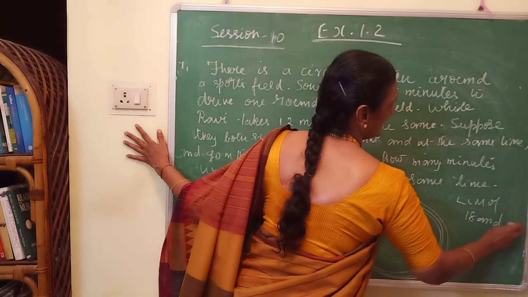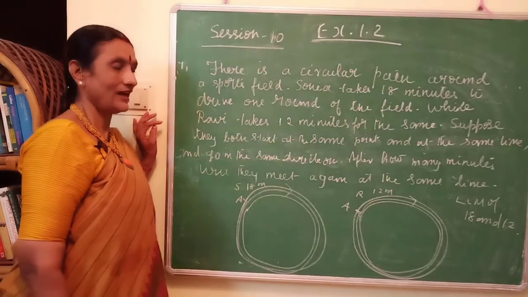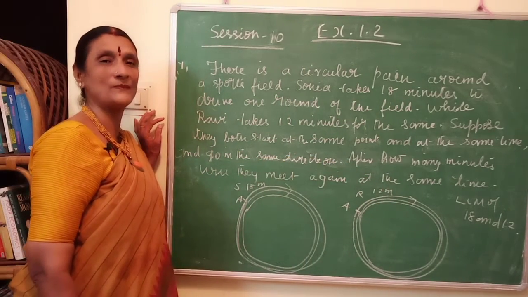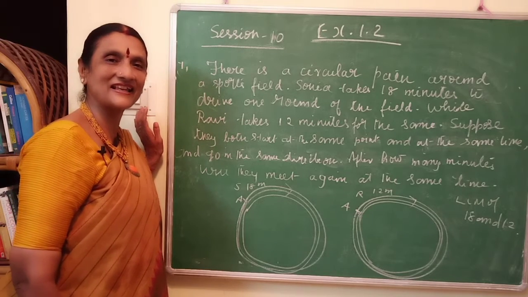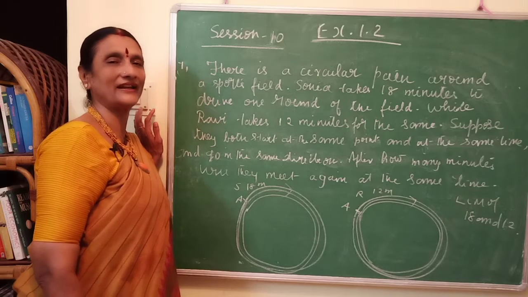That is the first finding. Are you understanding? Now, if we can tell by mind, obviously 36 is the LCM. In case you are not able to get it by mind, work it out and find out.